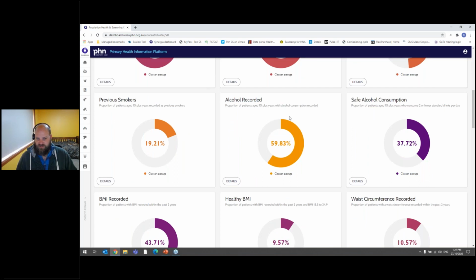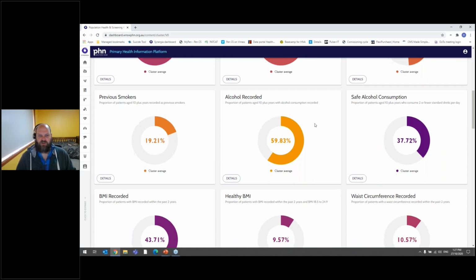Again, originally we had that alcohol status being recorded, and now we've got here, going back to your point, Karen, is safe alcohol consumption. So the proportion of those patients that have been noted as having 2 or fewer standard drinks a day. So again, that's the positive health outcome that we're wanting to achieve.